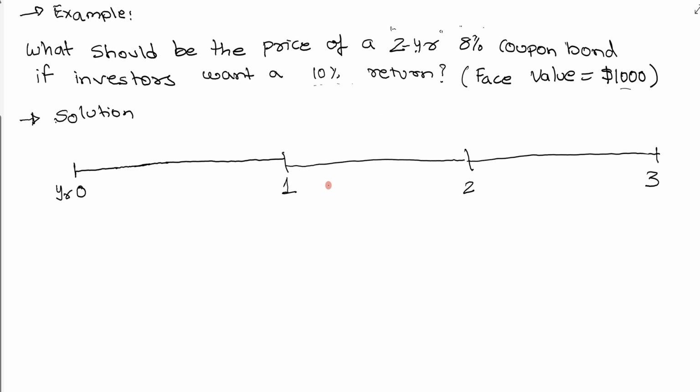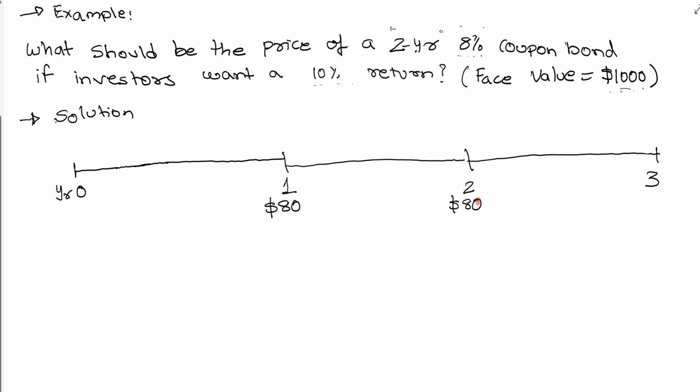So let's use a number line to pin down when these cash flows are going to occur, which will then allow us to value each of these cash flows in present value terms. In year 1, there is going to be an 8% coupon payment on this $1,000. So at the end of year 1, we are going to get $80. Similarly, at the end of year 2, remember this is a 2-year bond, so we are going to receive this coupon payment again. At the end of year 2, we'll also receive $80.